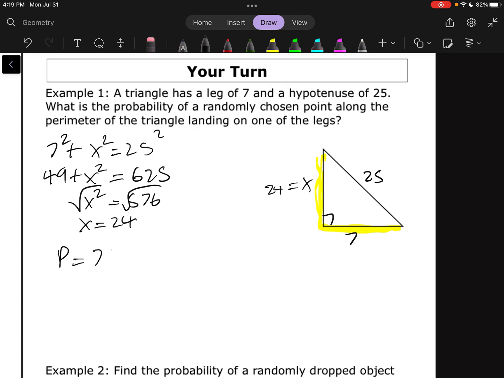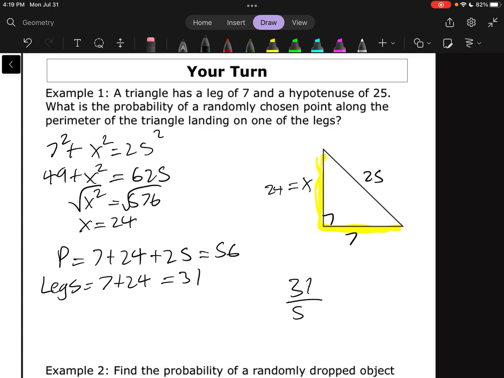Which means that our perimeter is 7 plus 24 plus 25, which is, what would that be, 56, right? I think. Yeah, 56. And our legs are 7 and 24, which is 31. So we just want to do 31 divided by 56. 31 divided by 56 is 0.55. So we've got about a 55% chance of landing on one of those legs.